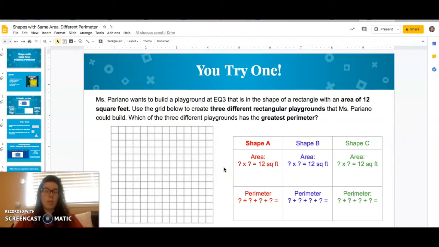I encourage you to pause the video now and try it, right? You might not have a grid paper like this. That's okay. You can make one, or you can just draw the shapes on plain paper, okay? So take a second, pause the video, try to work on it a little bit on your own, and then when you're ready to come back, you can press play again.